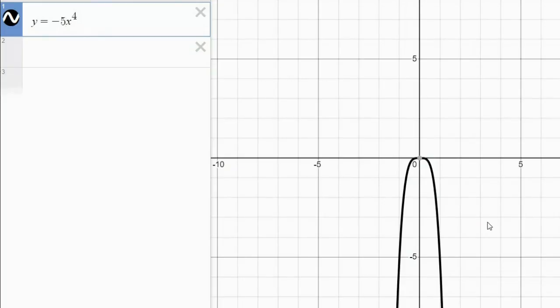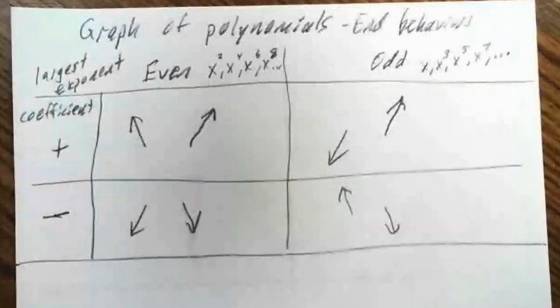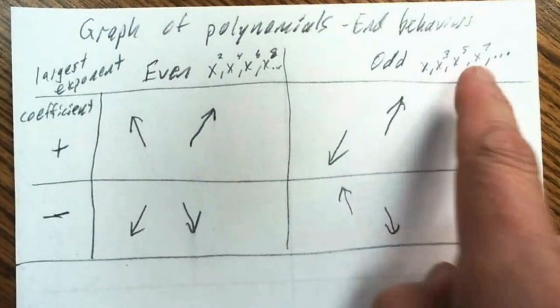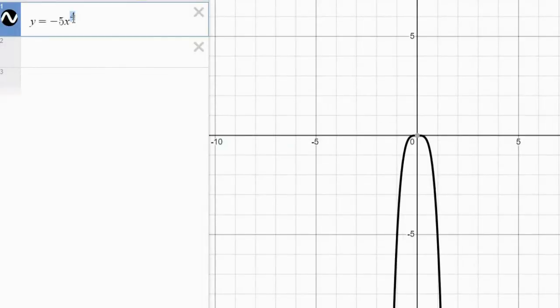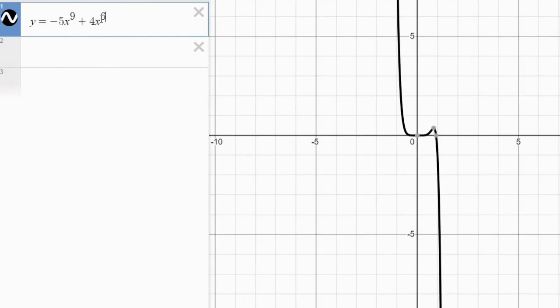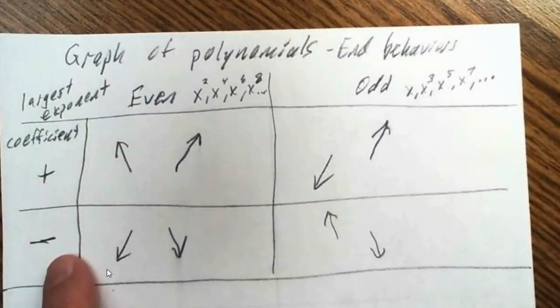And we see that both ends are pointing down. Let's change this to an odd number. Let's do x to the 9th, something weird like that, and we could put plus 4x to the 6th plus 2x minus 1. That just changes what happens in the middle, but nothing changed about the ends. This is a negative coefficient out front, negative 5.